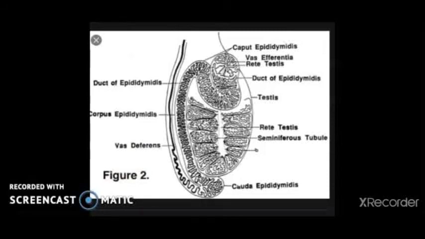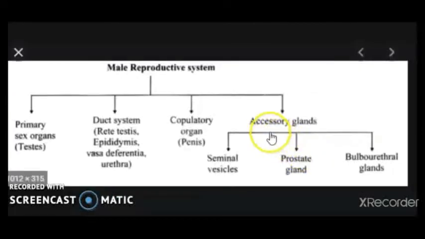In males, the urethra provides a common passage for urine. It opens to the outside by an opening called the urethral meatus or urethral orifice. All the accessory ducts except the urethra are present in pairs. Now here we see the last part of the male reproductive system, the accessory glands. There are three types of accessory glands. First is the seminal vesicles. Seminal vesicles are 2 in number.